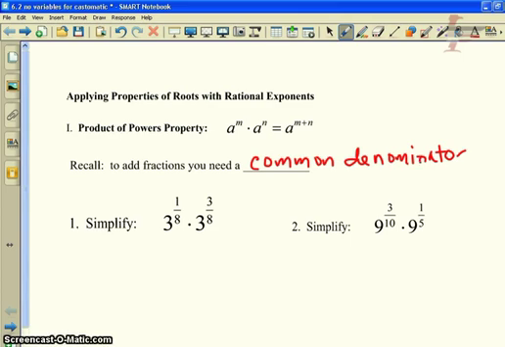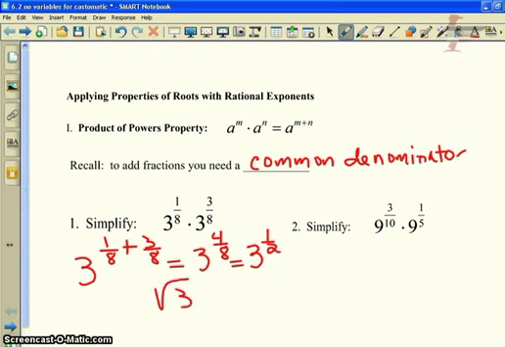All right, so our first thing is we're going to simplify 3 to the 1/8 times 3 to the 3/8. Now notice that you have the same bases, so as long as you have the same bases, we're going to take and add the exponents. So we have common denominators, so 3 to the 1/8 plus 3/8 is 4/8. Reducing it to lowest terms is 3 to the 1/2. That's exponential form, or we could write it as the square root of 3 in radical form. Either answer would be considered correct.